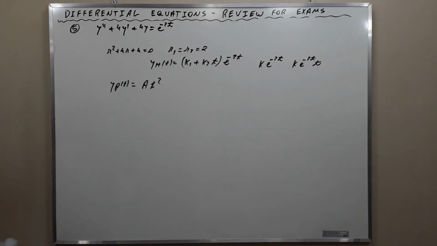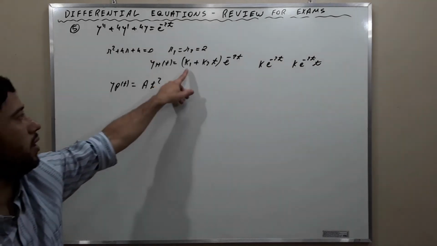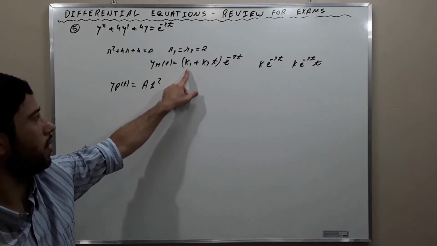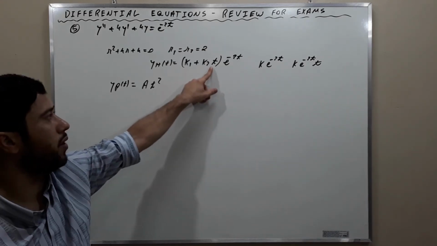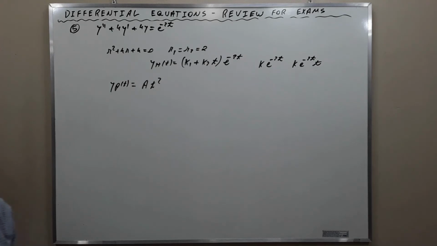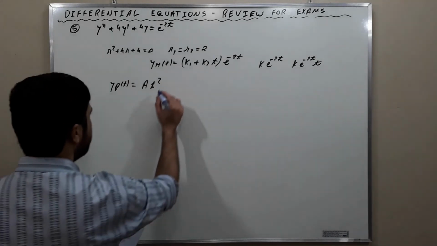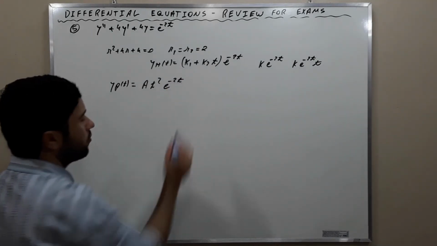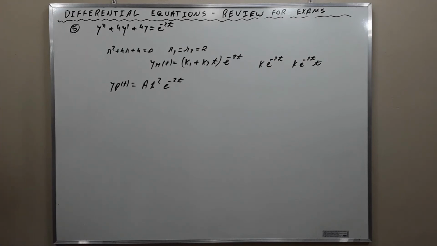We always raise the power of t. Here t is 0, here the power of t is 0, here the power of t is 1, and here the power of t is 2, okay? This is the technique that mathematicians use to find the solution of differential equations.